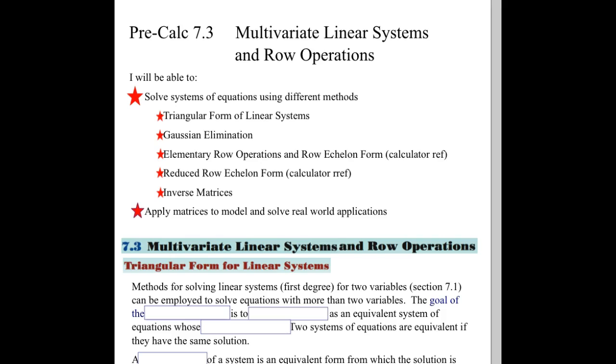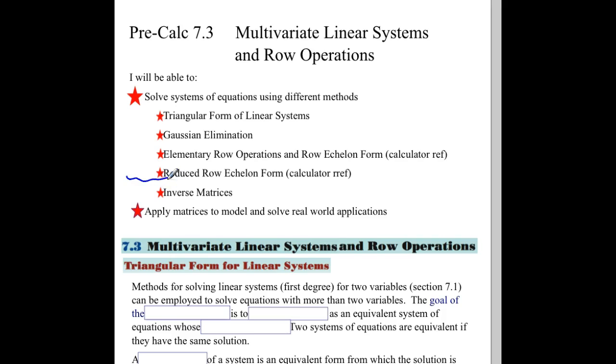But we're also going to look at how could we use a matrix to help us solve these larger systems. So for today, we want to solve systems using different methods. For example, we want to look at how could we get them in a triangular form, and what does that mean? We're going to look at a process called Gaussian elimination. We're going to look at elementary row operations and how we get something into row echelon form. And then we're going to use our calculators to take it a little further into reduced row echelon form. Okay, so that's as far as we're hoping to get today.